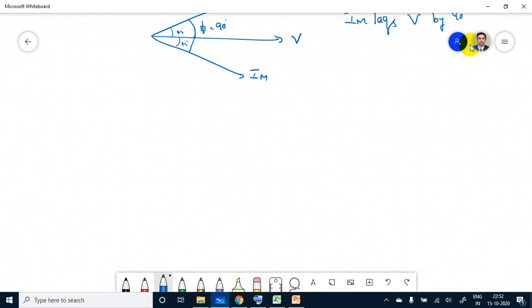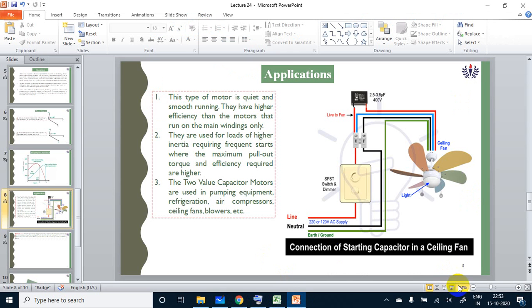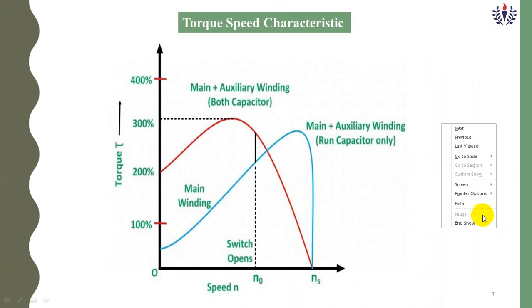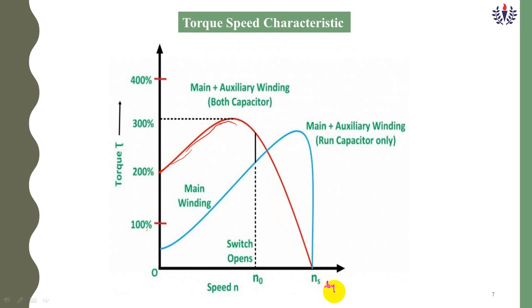Then when you come to the torque speed characteristics, you can see the torque speed characteristics of the motor. Here x-axis is torque, y-axis is speed. In the first step we are operating with both capacitors, it will start reaching, torque value is somewhat low, and it will be increasing. Then it will reach ns, synchronous speed. Once it reaches synchronous speed, immediately we have to open the switch, that is n0.